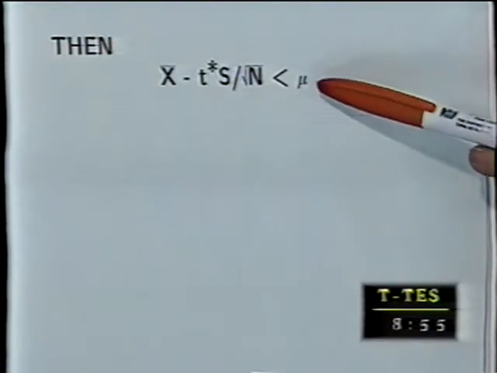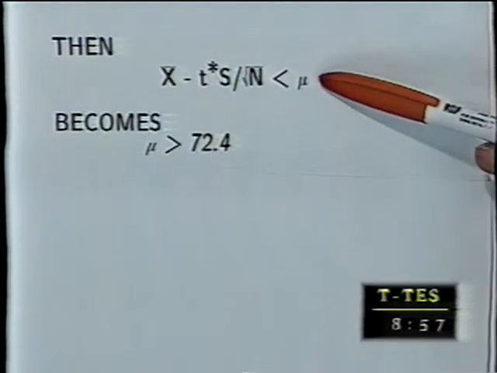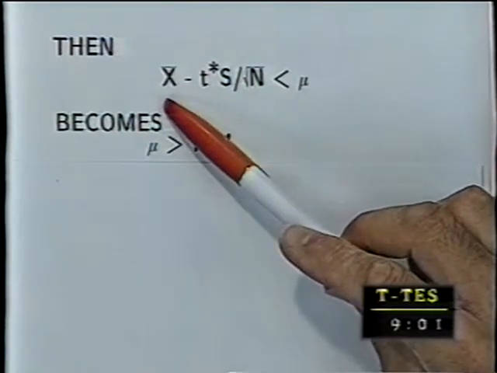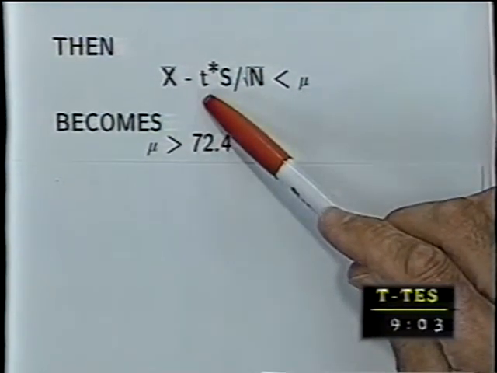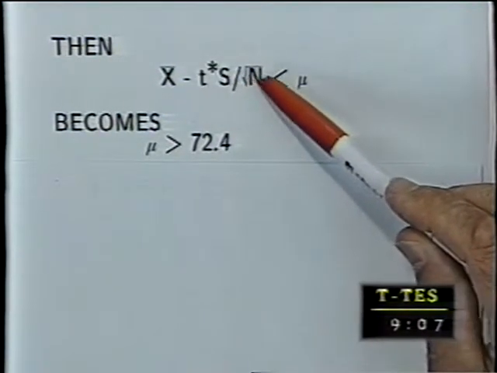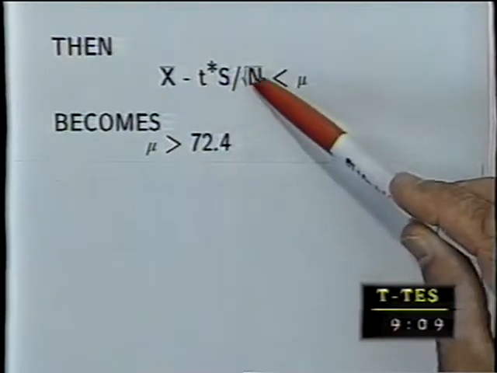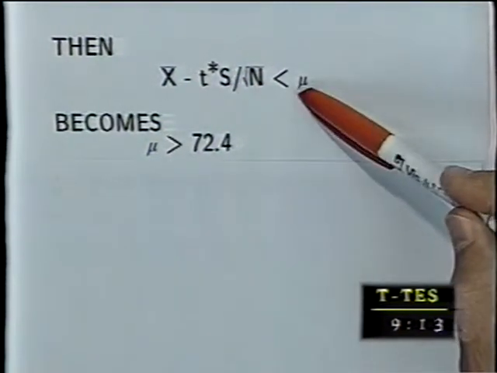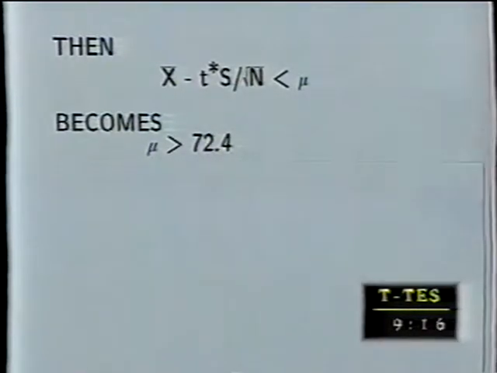Here's how we do it. We make the interval. The appropriate interval for that kind of hypothesis is this one. Plugging in the numbers, over here we have 73. For t, we put 1.33. For s, we put 2. For n, we put 20, the square root of 20. We calculate the square root of 20, divide it into that. And we end up with mu is greater than 72.4. Mu is greater than 72.4.